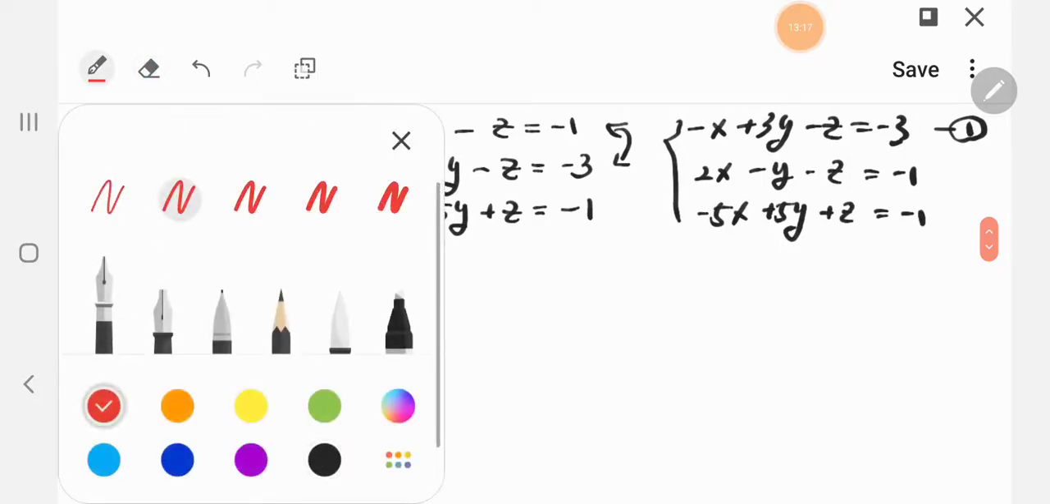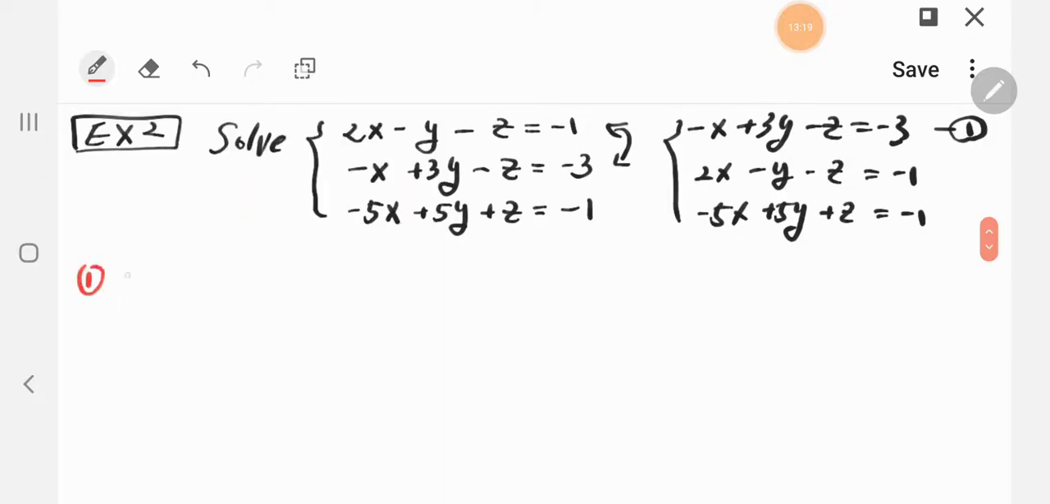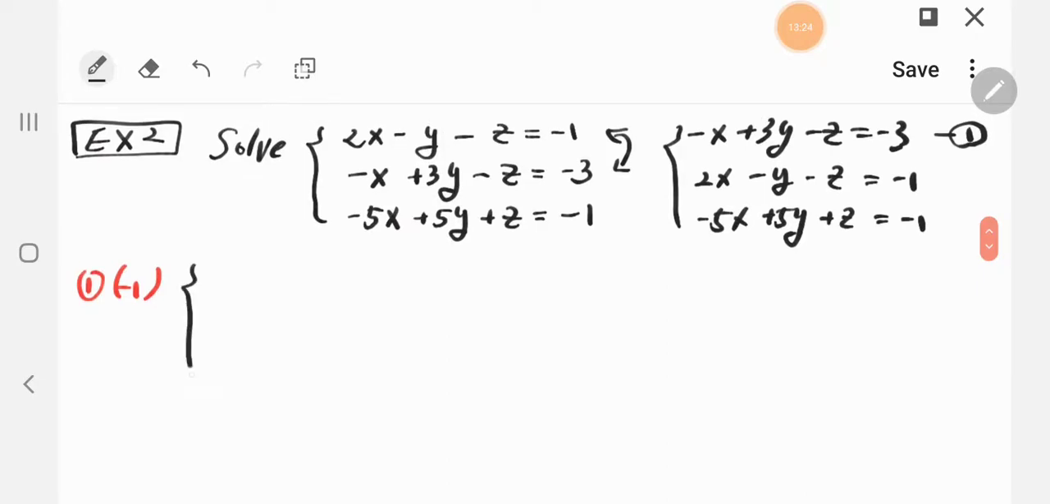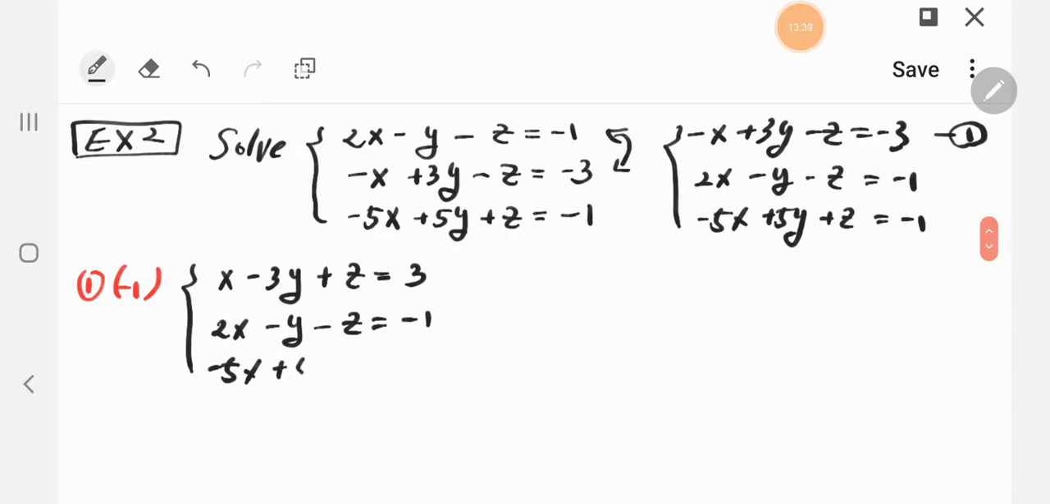Let me write here. Multiply the first equation by negative 1. Then what we have is x minus 3y plus z is equal to 3. And the second equation is the same. Now what I did is I made minor changes in the system of equations. I just rearranged, and then I made the first equation start with positive x. So let's start from here.